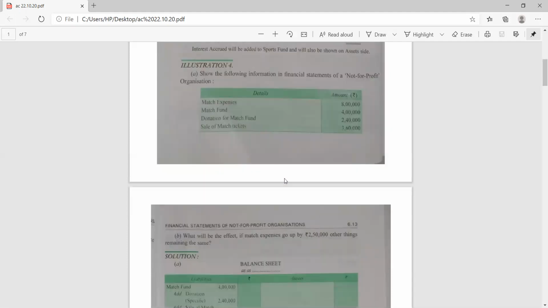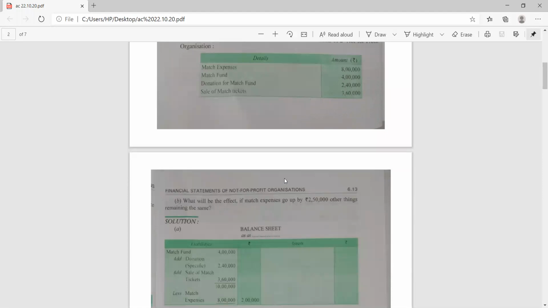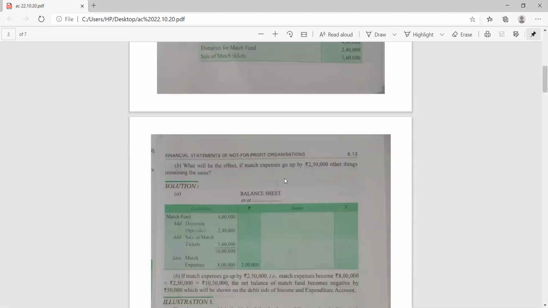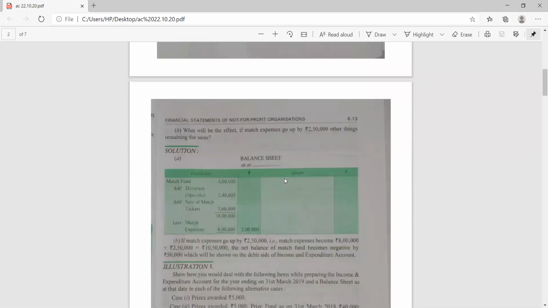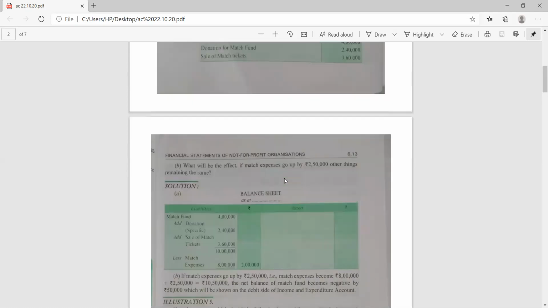See, 2 parts are there. In part A, showing the following information, you have to do it as we have done earlier, absolutely like that. But if we talk about part B, what will be the effect on match expenses if it goes up by 2,50,000 and other things remaining the same?